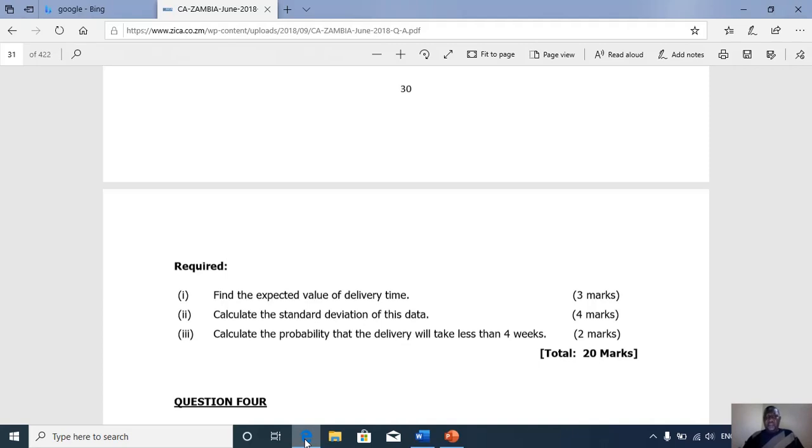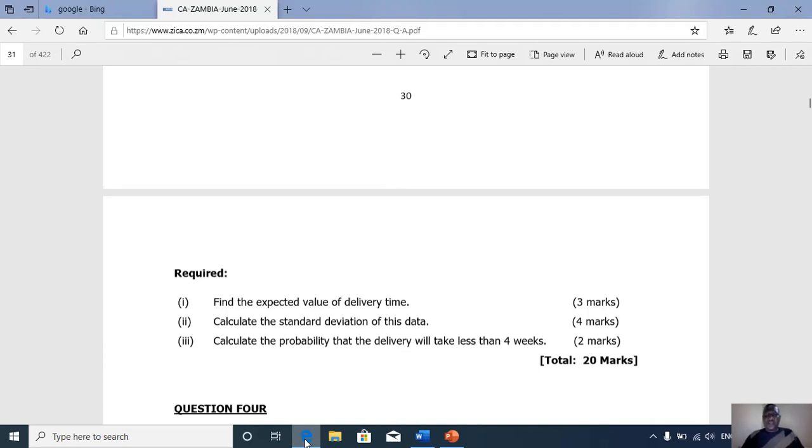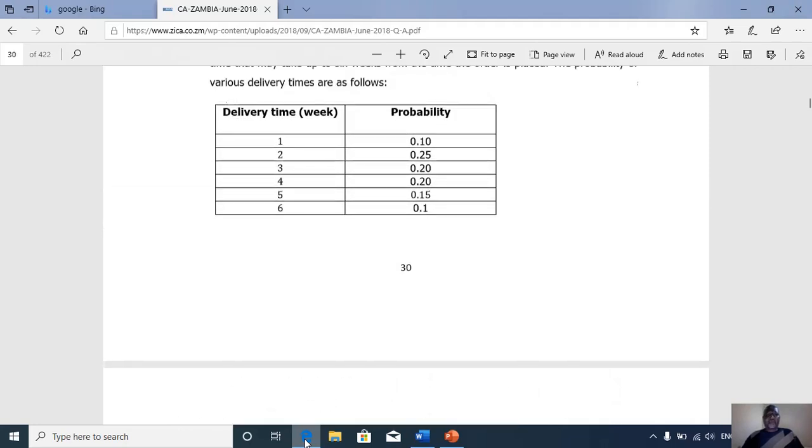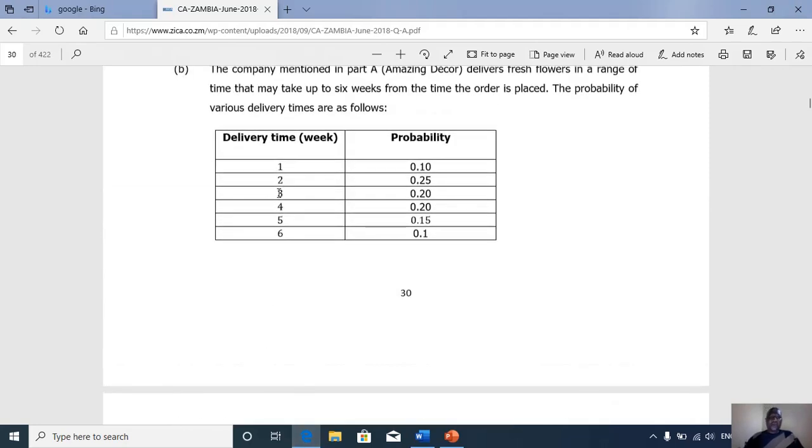Now, these probabilities are very simple. I know we have not yet done probabilities, but these types of probabilities, of course, will be very easy. So, probability of less than 4, you have 3, 2, and 1. So, you take the probabilities for 3, for 2, and for 1. So it will be 0.2 plus 0.25 plus 0.1, and that will give you a total of 0.55. That will be the answer for that particular question.